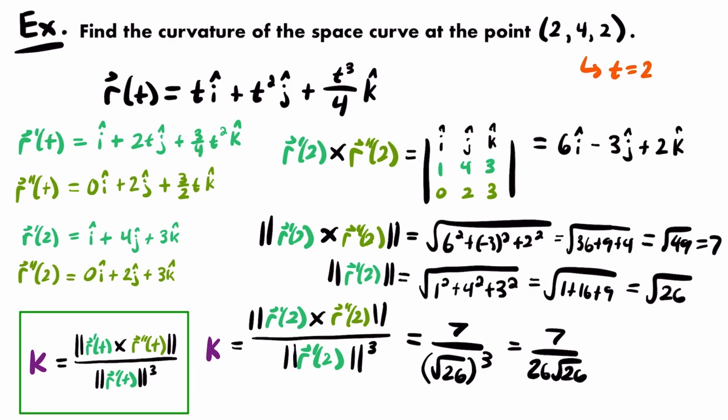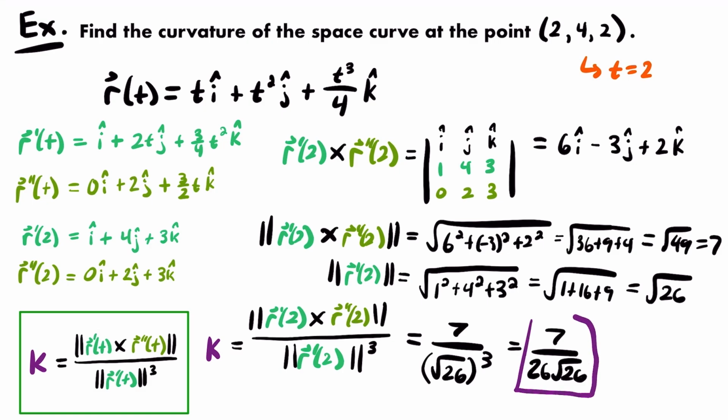And if you want to, you could rationalize that. You could multiply the numerator and denominator by the square root of 26. I'm not going to do that here. I don't tend to rationalize my answers too much by this point in math. I don't see a problem with leaving square roots in the denominator. So I'm going to leave my answer like that.